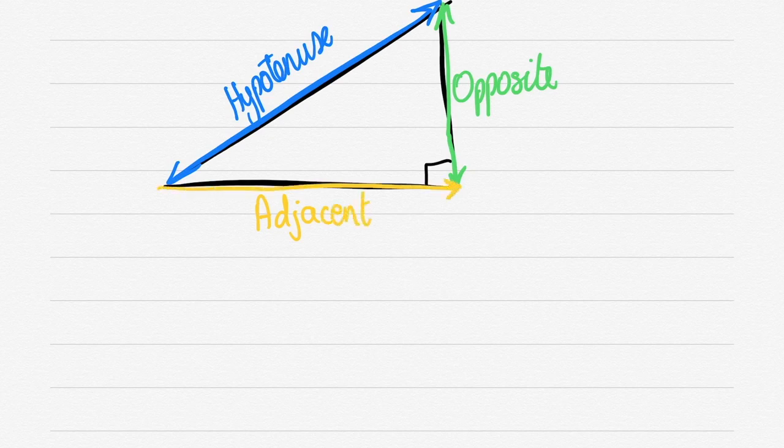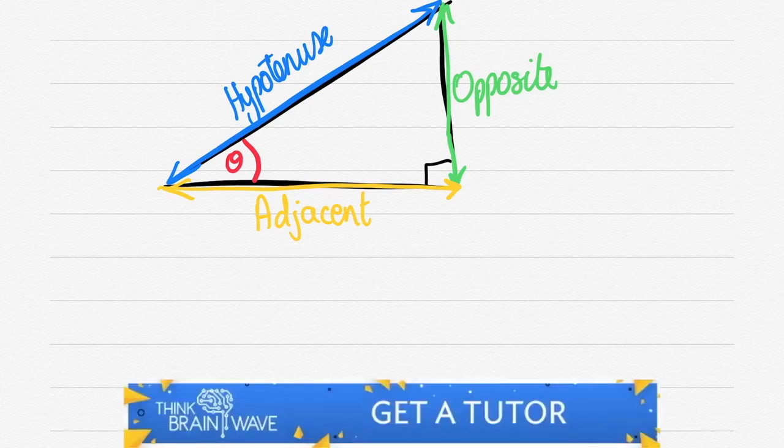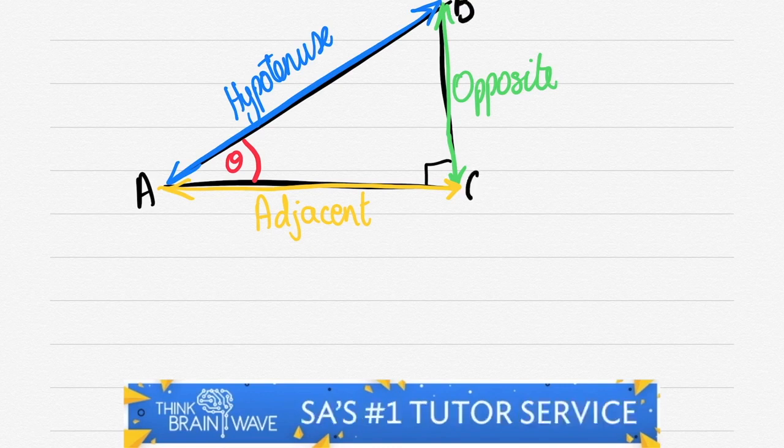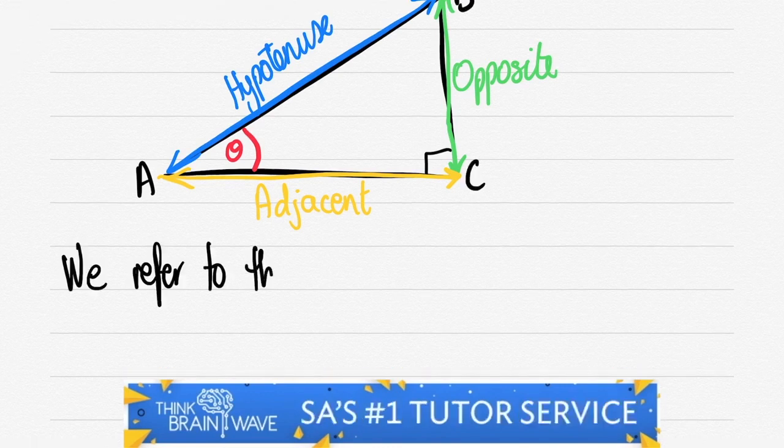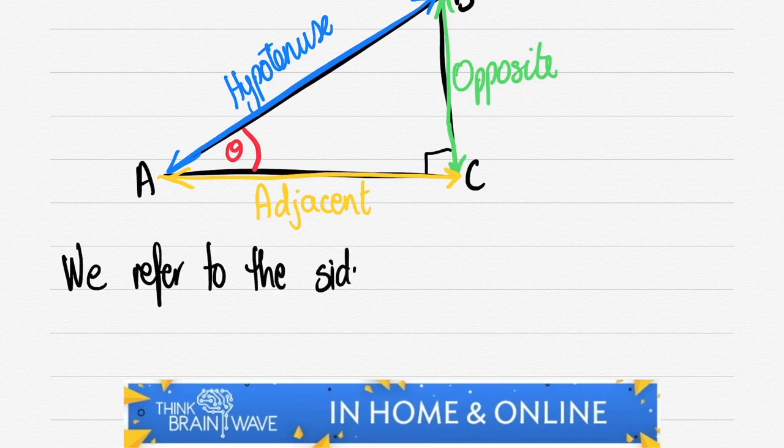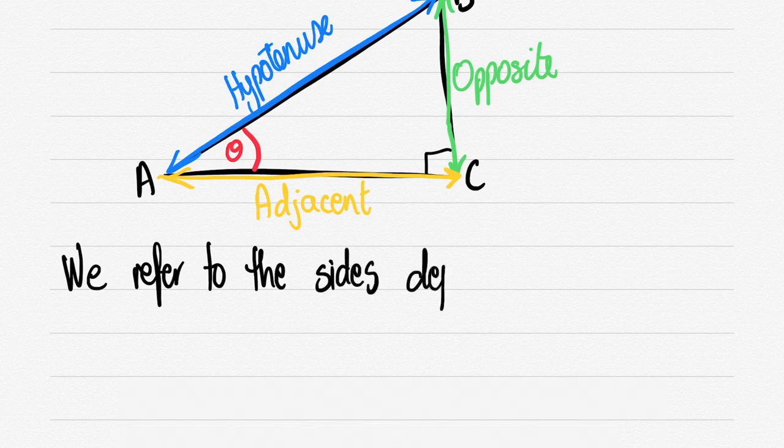Your opposite line is always the one that's opposite the angle that you're referring to. So the opposite and adjacent change depending on which angle you're talking about. If you're looking at the angle over here, the opposite side is on the right-hand side of the triangle. However, if you're looking at the other angle at the top of the triangle where the blue and the green meet, the opposite side would be where the current adjacent side is. So we've got A, B, and C over there, and we refer to these sides depending on the angle, as I've mentioned.